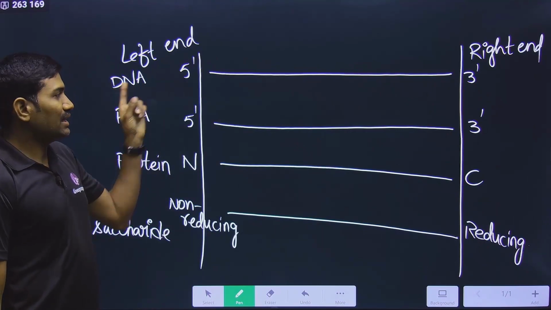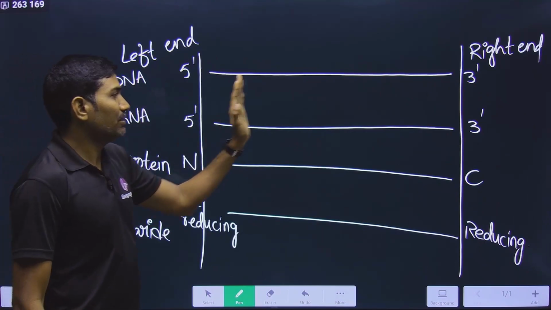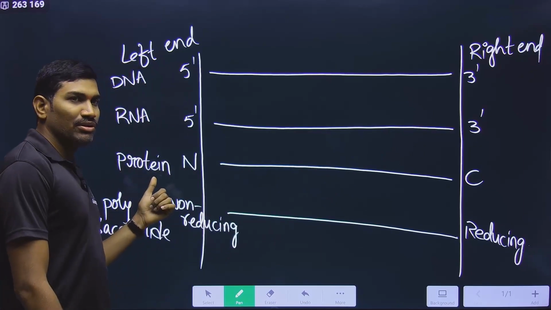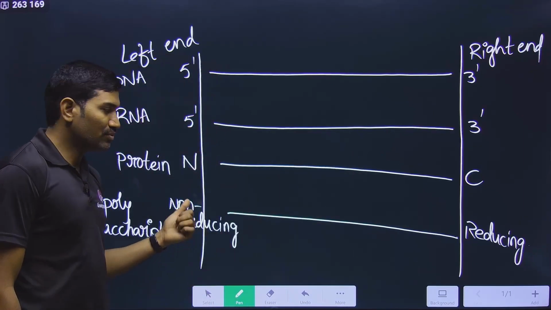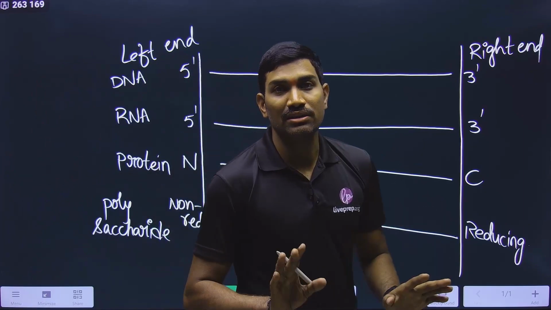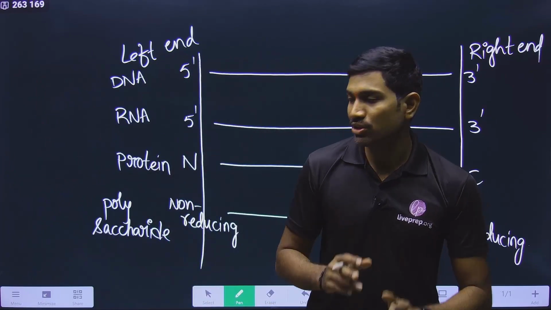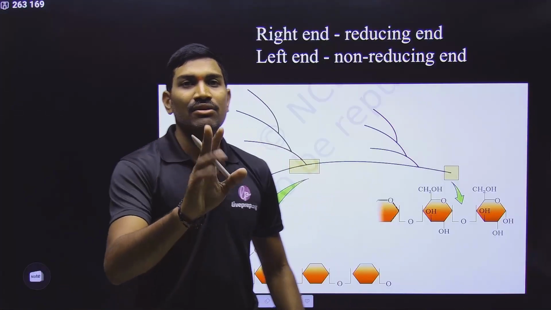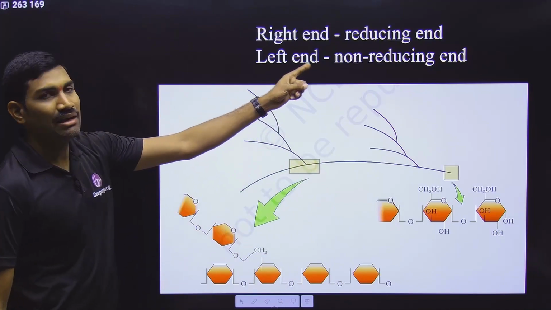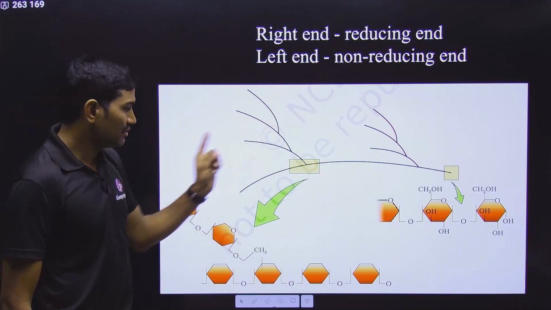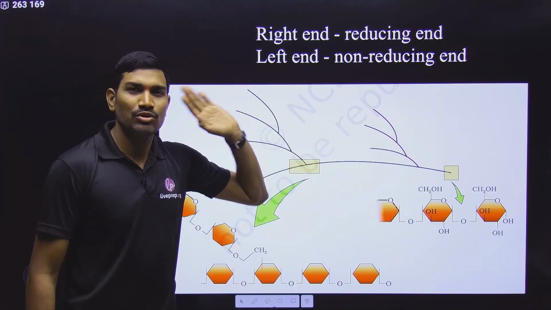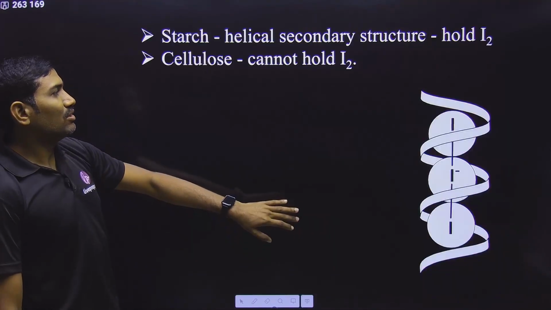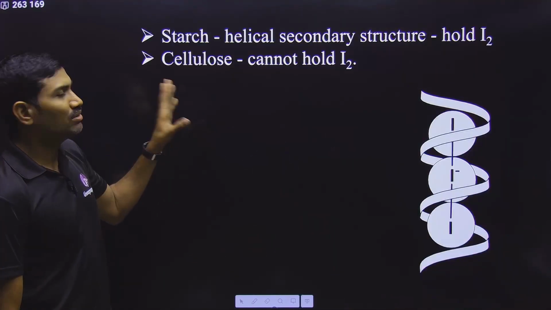For both the nucleic acids, the reading is always from 5 prime to 3 prime. And for protein, the sequence is from N terminus to C terminus. For the polysaccharide, it is from non-reducing end to reducing end. This is how you need to talk whenever you are talking with respect to standard convention. The same information they have mentioned in NCERT. This is what they are talking about. So this is the interlinking that you need to know. What is standard? What is conventional? All these things you need to understand.